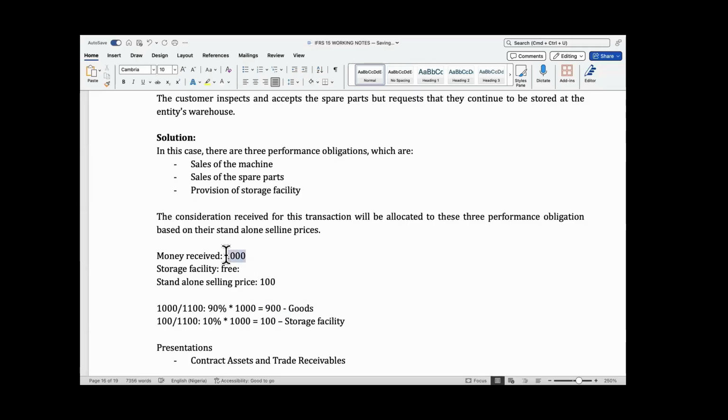So you won't just recognize 1,000 for the goods alone because they are only paying for the goods. No, because this storage facility is a separate performance obligation and it's something you can sell separately. Except if it's not a service that can be rendered to another party. If it's a service that you also render, then you should recognize revenue for it based on their standalone prices. So which we did in step 4. It's okay, sir. Thank you, sir.